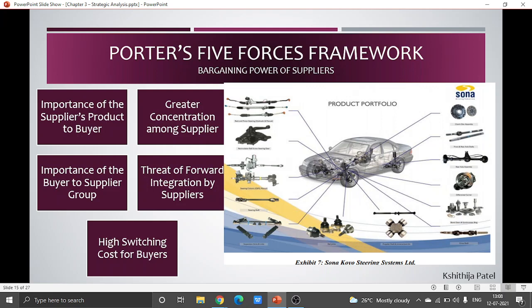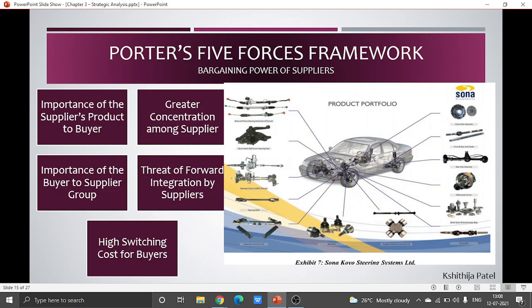Then we have the importance of the buyer to the supplier group. In case the purchasing industry buys only a small portion of the supplier group's product, then the importance of the buyer to the supplier group will be less. For example, the tire industry. The sale of bicycle tires was relatively more important as compared to automobile tires 30 or 40 years ago. Now the scenario has changed entirely. So with the changing times, there is change in everything if you observe.